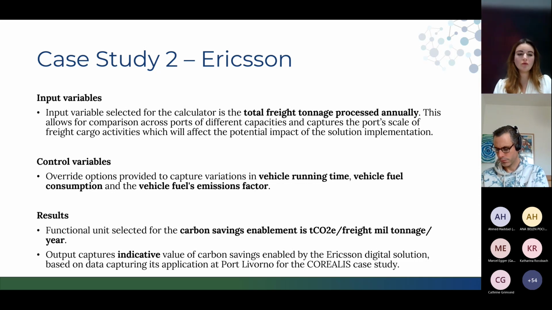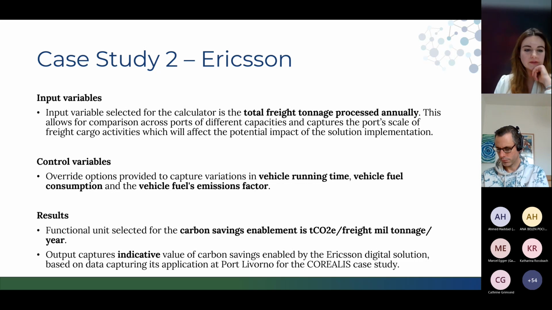In terms of control variables, our override options look at drilling down at a more granular level, still a fairly high level of course, and that was to capture the specificities relating to the yard vehicles, so the forklifts. So looking at the vehicle running times, the shift patterns, also fuel consumption, which captures any differentials between vehicle type, vehicle model, also the age of the vehicle, and the vehicle's fuel emission factors, which in our case for the forklifts was diesel fuel.